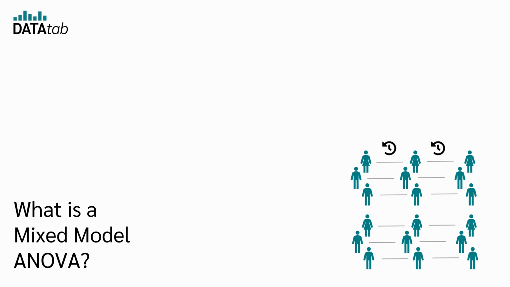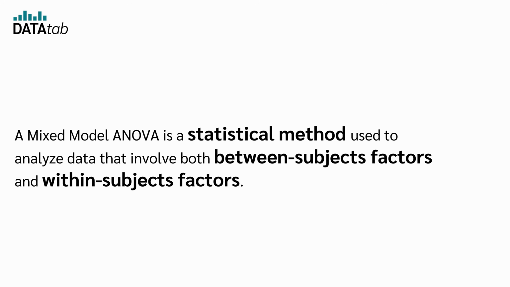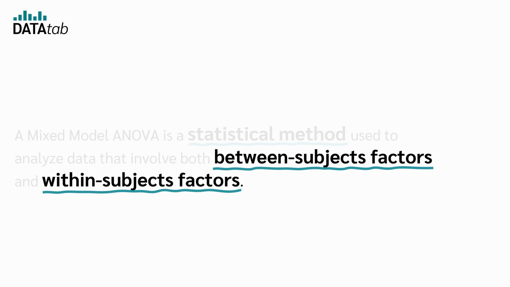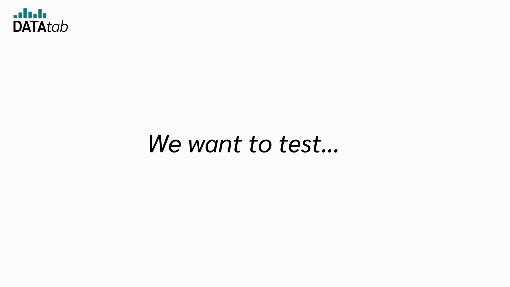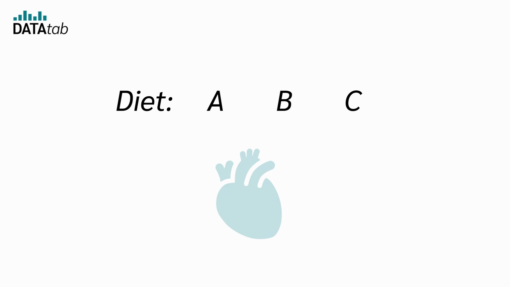What is a Mixed Model ANOVA? A Mixed Model ANOVA is a statistical method used to analyze data that involves both between subject factors and within subject factors. But what are between subject factors and within subject factors? Let's look at an example. Let's say we want to test whether different diets have an effect on cholesterol levels. We would like to compare the 3 diets A, B and C. So the factor diet has the 3 levels A, B and C.